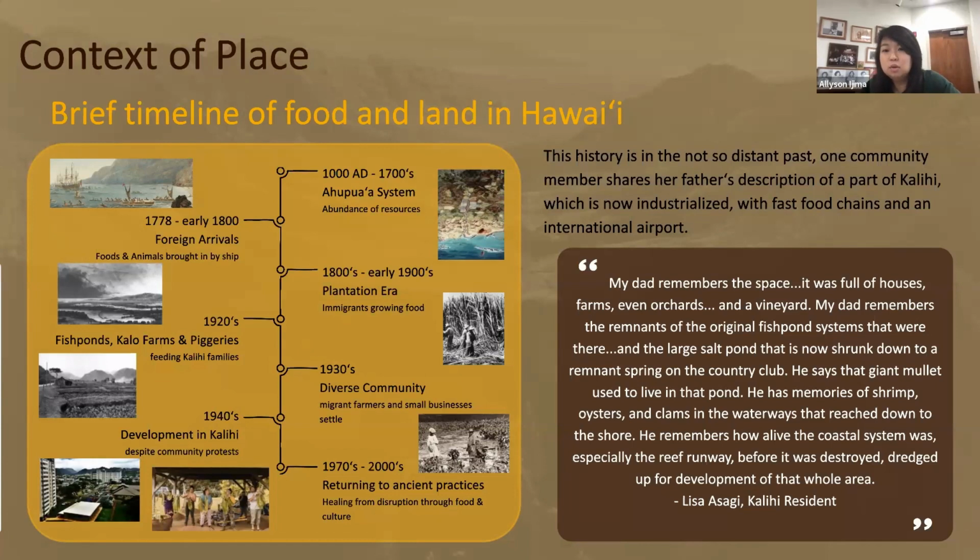And then the quote to the right is from a Kalihi resident, where she's recalling her dad's perspective on what Kalihi used to look like, where it was full of abundance. And the ending part of it says where the coastal line was alive, and especially the reef runway, right before it was dredged up and made for development of where the airport now sits. Next slide.